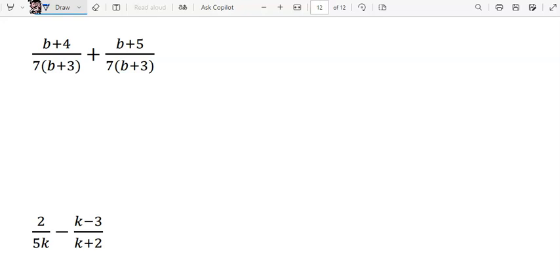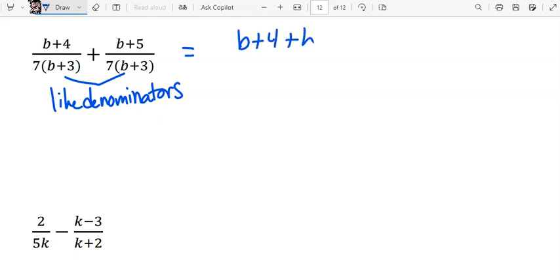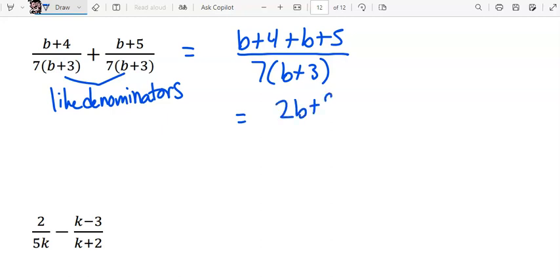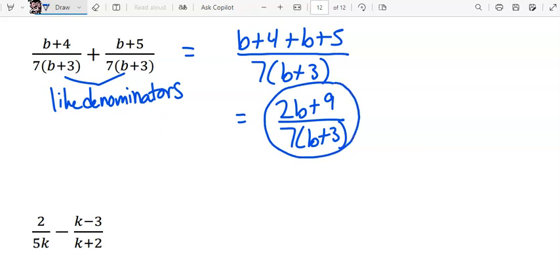If we look at the first example, they have like denominators. So that means we could just add them straight across. It would look like this. B plus 4 plus B plus 5 all over 7B plus 3. Combine like terms and see if anything simplifies further. 2b plus 9 over 7b plus 3. And that would be it because nothing else would cancel.